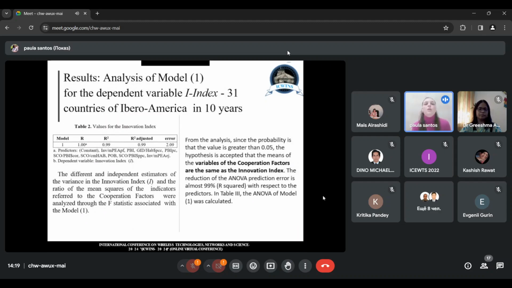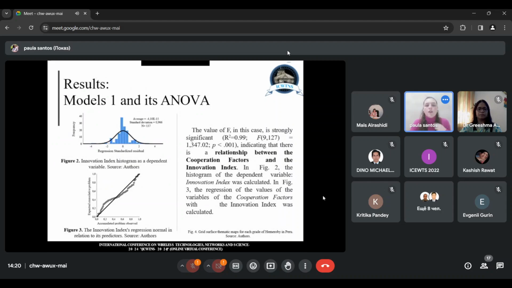With the analysis of model 1, we can see that the variables of the cooperation factors, the three dimensions, have a strong relationship with the innovation index, with an R square of 0.99. We can see the histogram and the normal regression of the innovation index. And we can also note that the cooperation factors and the innovation index have a strong relationship again.